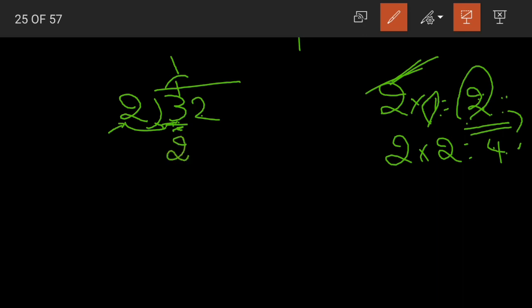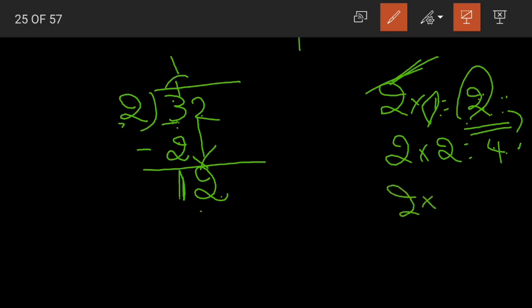Now what will be our next step? To subtract. 3 minus 2 becomes 1. Yes, children, what does 3 minus 2 become? 3 minus 2 becomes 1. And then what should we do? Bring the digit in one's place down. So we'll have 1, 2 becomes 12.